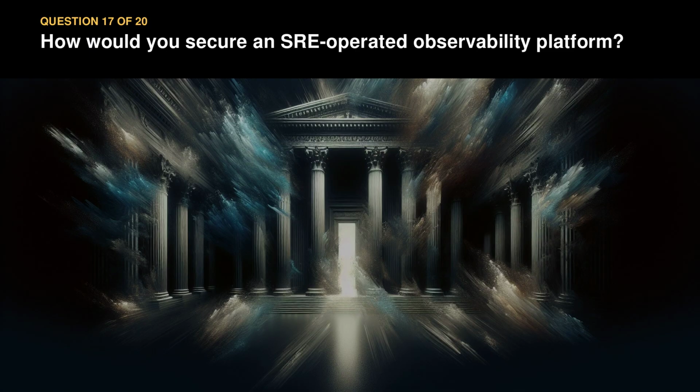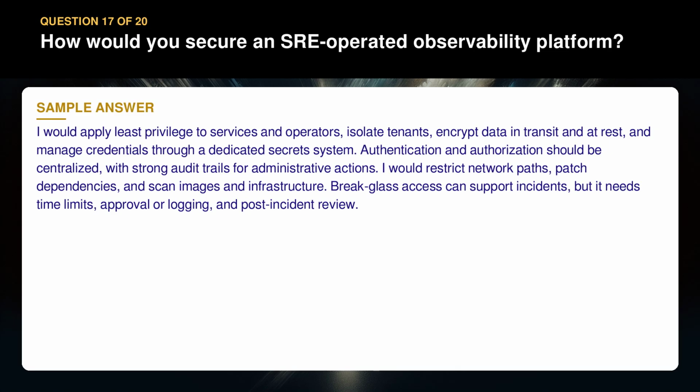How would you secure an SRE-operated observability platform? I would apply least privilege to services and operators, isolate tenants, encrypt data in transit and at rest, and manage credentials through a dedicated secrets system. Authentication and authorization should be centralized, with strong audit trails for administrative actions. I would restrict network paths, patch dependencies, and scan images and infrastructure. Break glass access can support incidents, but it needs time limits, approval or logging, and post-incident review.